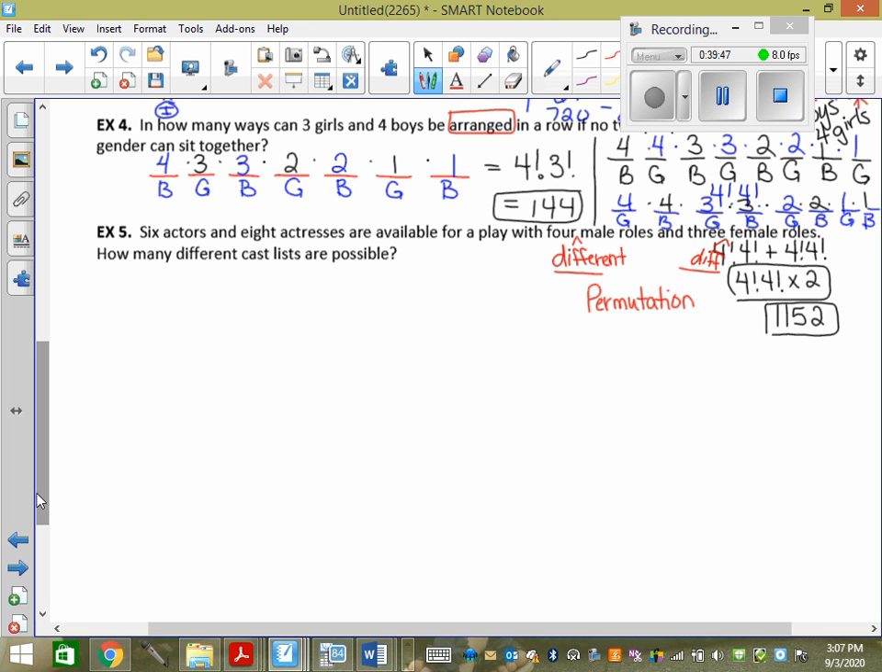The easiest way to do this question is choose males from males and females from females. So we have 6 actors. That's the total. We said it's a permutation, isn't it? Right? So we can do it this way instead. We can go 6P, and how many male roles are we picking? 4, because they're actors. And we need 4 male roles and 3 females. For how many? 8P3.